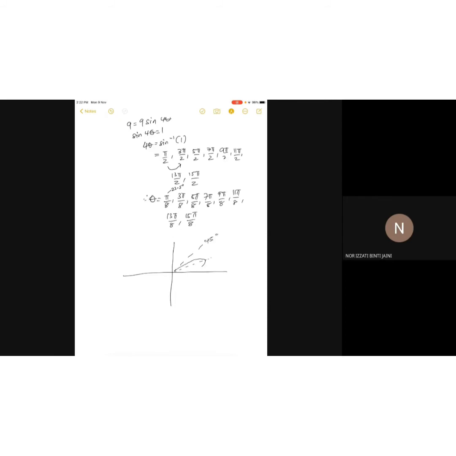Okay, so yang pertama adalah this one. So dia akan ikut tu. Yang kedua adalah kat sini. 3, keempat, kelima, keenam, 7, ke-8. Faham? So and then awak akan dapati yang inilah dia pi over 8. This one the 3 pi over 8. 5 pi over 8.